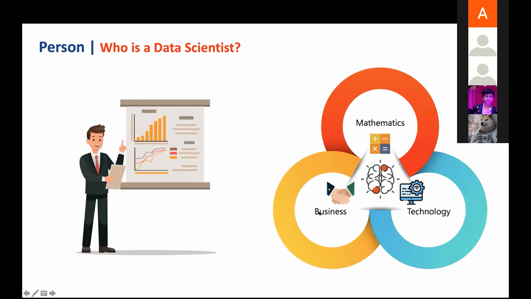But if you ask me which component we require the most, don't think too much about the technology or the business. 60% of the components is mathematics, 20% is business and 20% is technology. So mathematics or statistics is the core for any data scientist, and these data scientists are always the brain of the company. Just remember this.